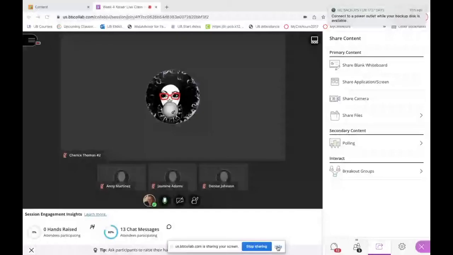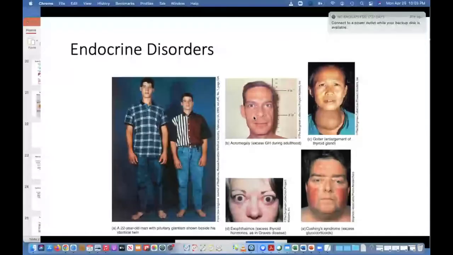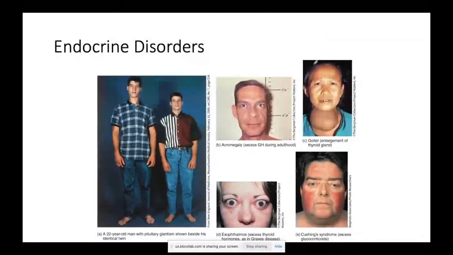Okay, let's take a look, everyone, at some endocrine disorders. Some of the biggies that kind of stick out. If we look at the right-hand side right here, this is called a goiter, and a goiter is really a general term that's used to describe an enlargement of the thyroid gland.